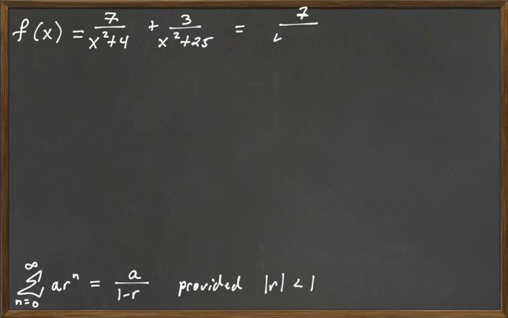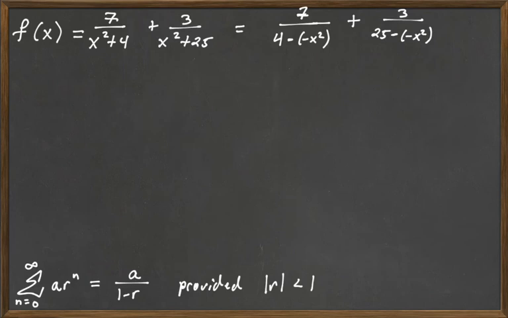So we need to manipulate 7 over x squared plus 4. We need to manipulate it to look like a over 1 minus r. So the first thing we're going to do is write it as 7 over 4 minus negative x squared. So we haven't changed anything. And likewise, we'll do the same thing with the other fraction. That'll be 3 over 25 minus negative x squared.